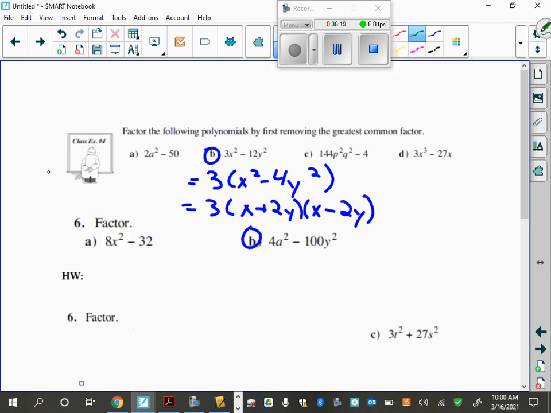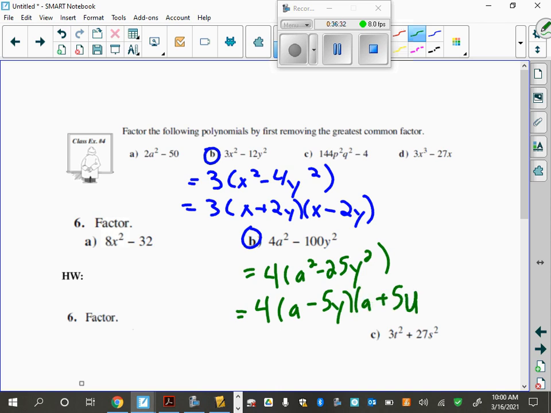Now we better get going and let you clean your desk. Take a 4 out, you got a squared, subtract 25y squared. And then you square root, 1 addition, 1 subtraction. Homework is pages 34, 35, and 36. Square root, 1 addition, 1 subtraction. And these ones, GCF, square root, 1 addition, 1 subtraction.